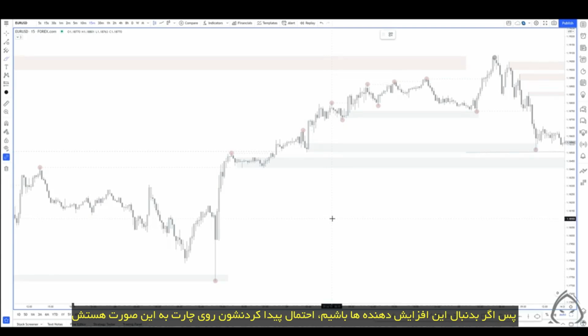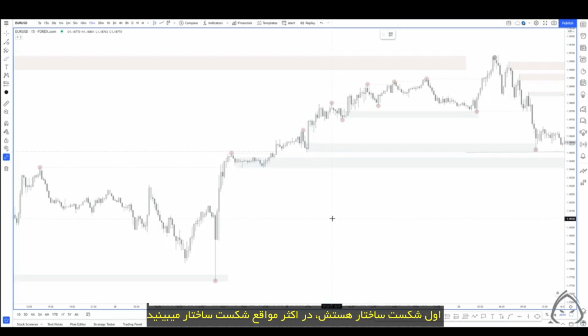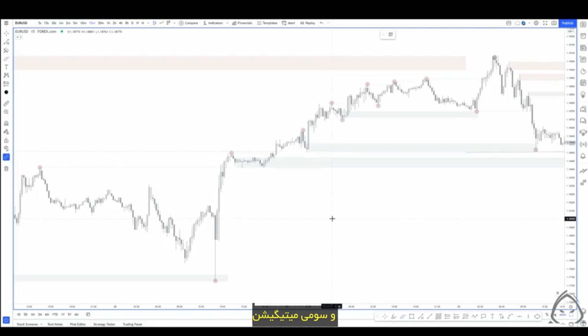So if we're looking at the combination of these probability increasers, we would have in order of succession that we would see: number one would be a break of structure. More often than not, we're going to see a break of structure. Number two would be a sweep of liquidity. And then number three would be the mitigation.